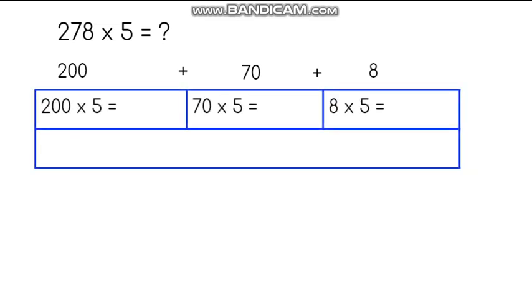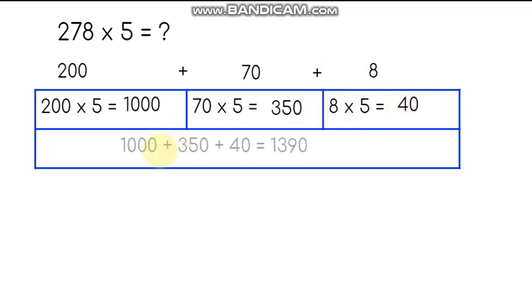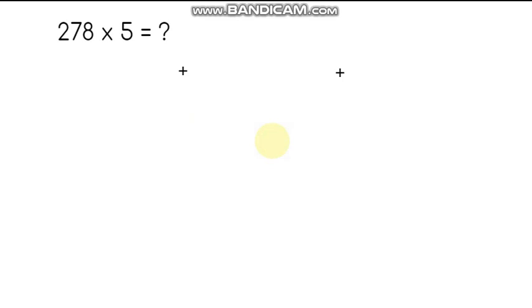And then if it's 3 digits times 1 digit, the same concept applies, which means there is 200 plus 70 plus 8. We put it in the table, so we have 200 times 5, 70 times 5, and 8 times 5. 200 times 5 is 1000, 70 times 5 is 350, and 8 times 5 is 40. So we add them all. 1000 plus 350 plus 40 is 1390. So we have the result 1390. This is with the 0.